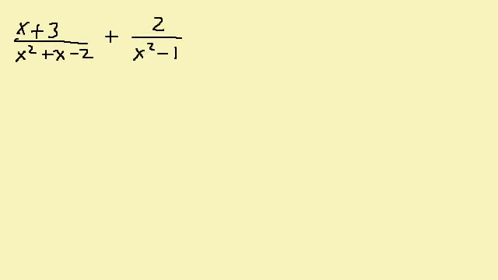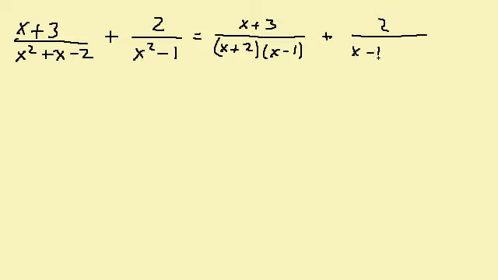Okay, let's take a look at another one. Here I don't have a common denominator, so the first thing I need to do is factor the denominators. Okay, so that's going to give me x plus 3 over x plus 2 times x minus 1, plus 2 over x minus 1 times x plus 1.